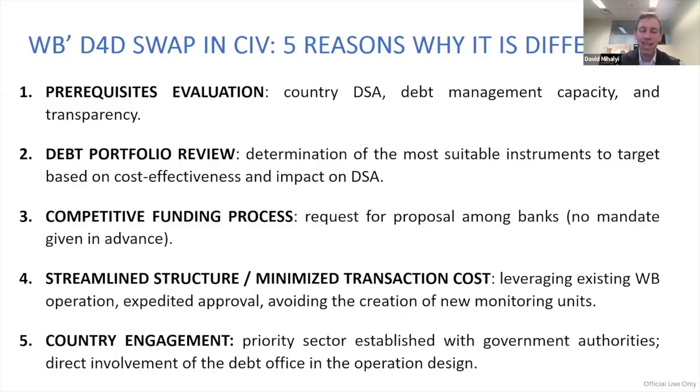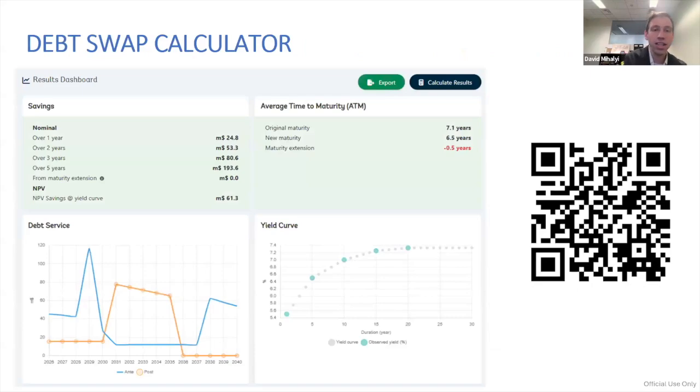We also, by using existing operations, didn't invent the education program. It was an existing education program that we increased in ambition, that helped us go a lot faster than if we had to design from scratch. And working with the authorities, the debt office is specifically in the choice, and then the operational design is key.